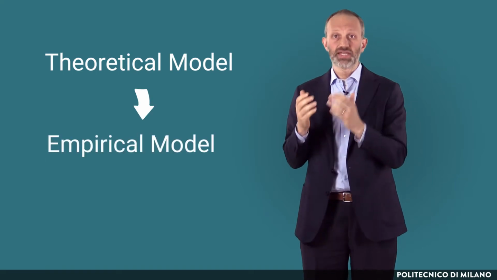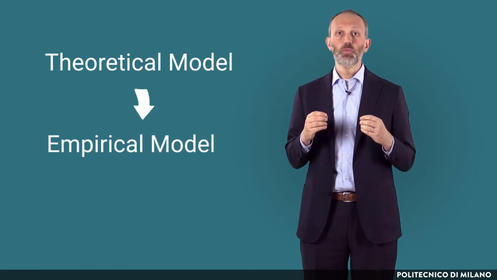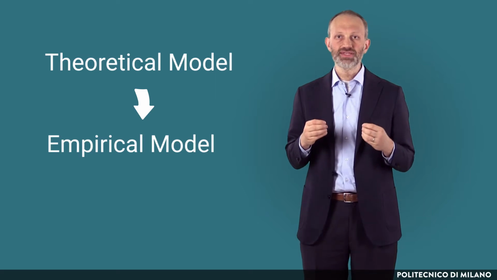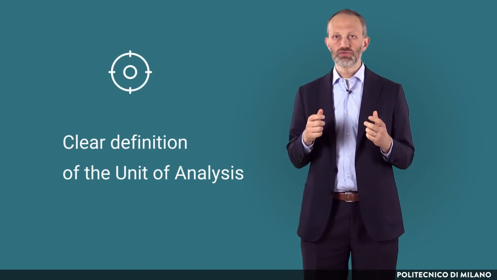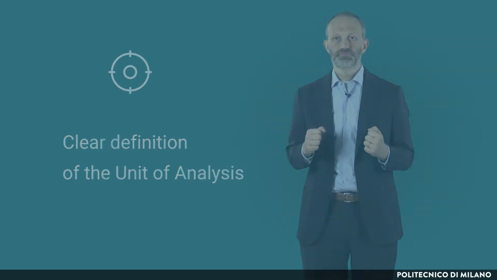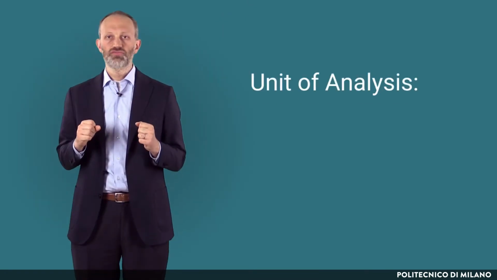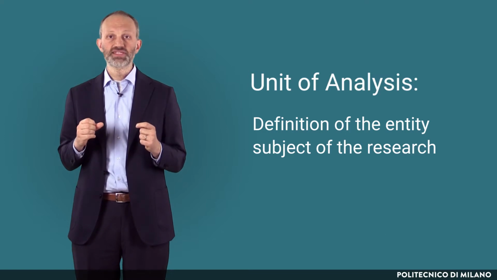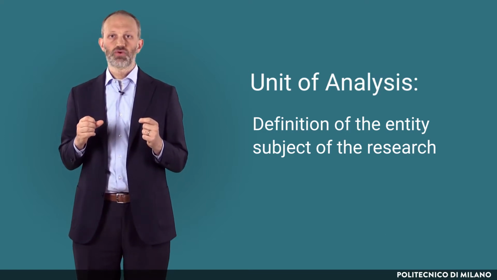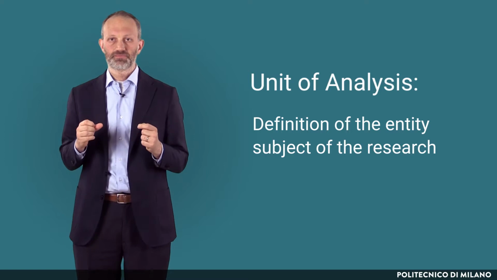In order to move from the theoretical model to the empirical one, that is, the operationalization of the theoretical concepts into measurable objects, the first step to take is the clear definition of the unit of analysis. This is always critical in any kind of research, including survey. By unit of analysis, we mean the definition of the entity that will be the subject of the research, from which we are going to collect data.